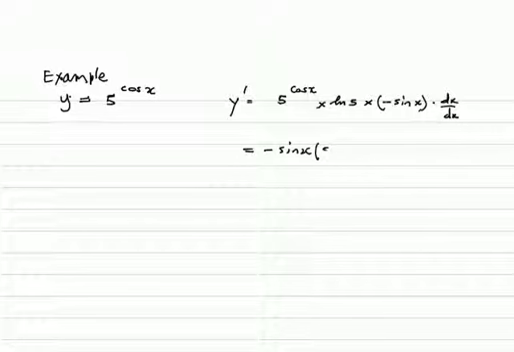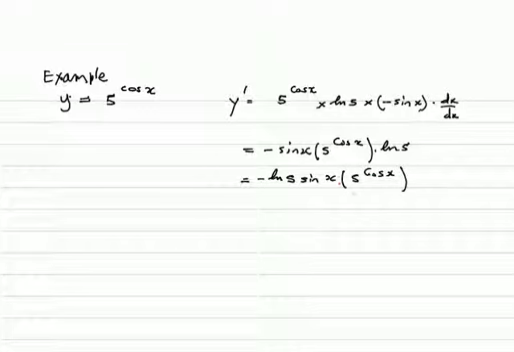(5) cos x. I'm just putting brackets there not to confuse this part with the argument of sine, then multiplied by ln of 5, which you can also write as minus ln of 5 sine x (5) cos x.